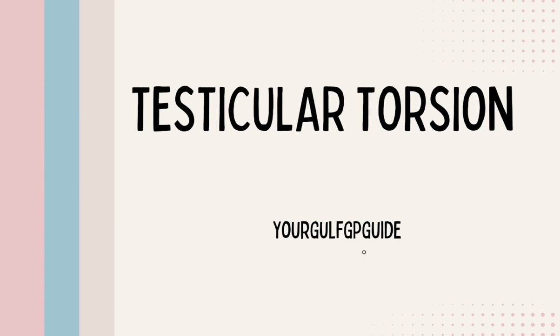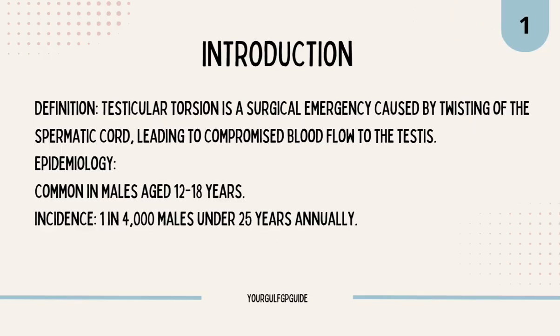Now let's get started with the testicular torsion topic. For the introduction, the definition is: testicular torsion is a surgical emergency caused by twisting of the spermatic cord, leading to compromised blood flow to the testis. What is happening is that the spermatic cord is getting twisted, so the blood flow to the testis is cut off at that point, and this creates pain for the patient.